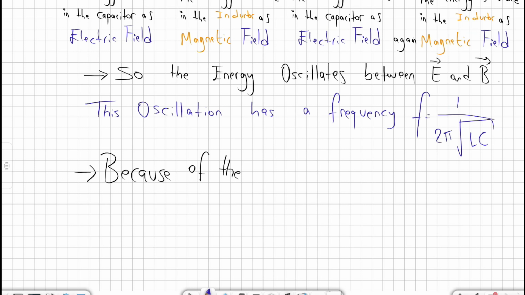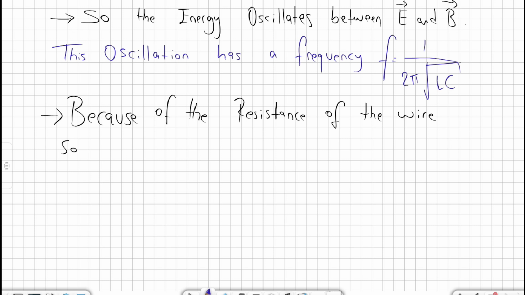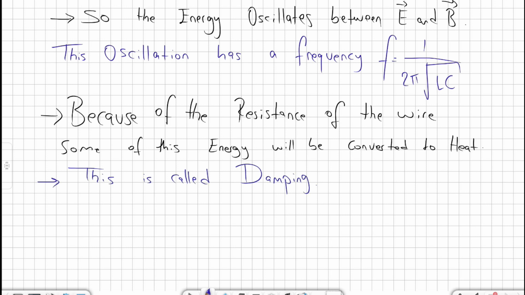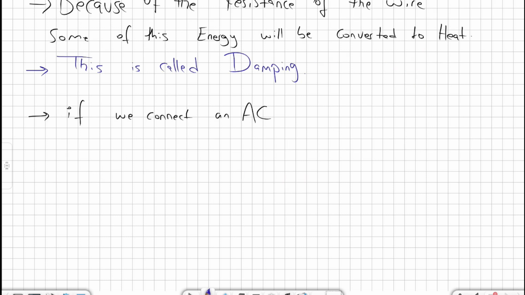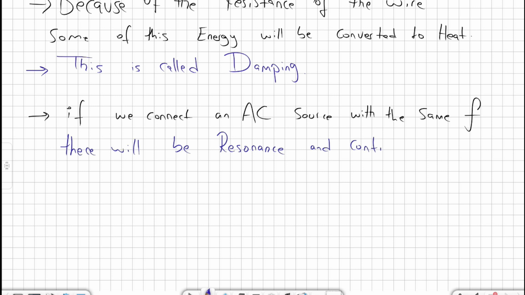Because of the resistance in the wires, some of this energy will be converted into heat, so it will be lost. So as time passes, the energy will decrease. This will lead to a damping oscillation. Eventually it will slow down and it will stop. But if we connect an AC source that has the same frequency, the system will be in resonance. It will continue to oscillate.